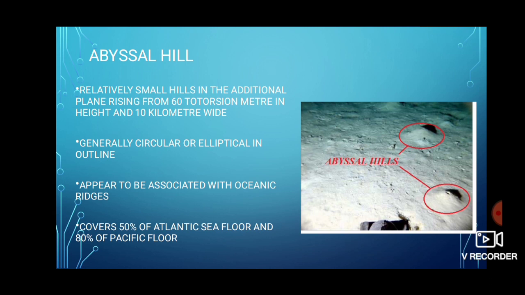These abyssal hills are generally associated with our oceanic ridges. Abyssal hills cover about 50% of the seafloor of our Atlantic Ocean and 80% of the Pacific Ocean. They are also abundant in our Indian Ocean.